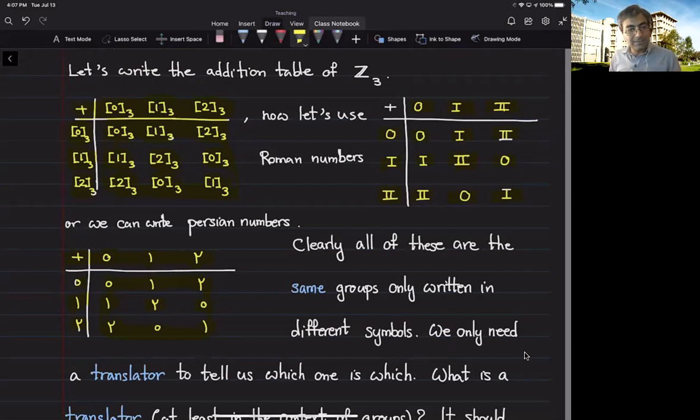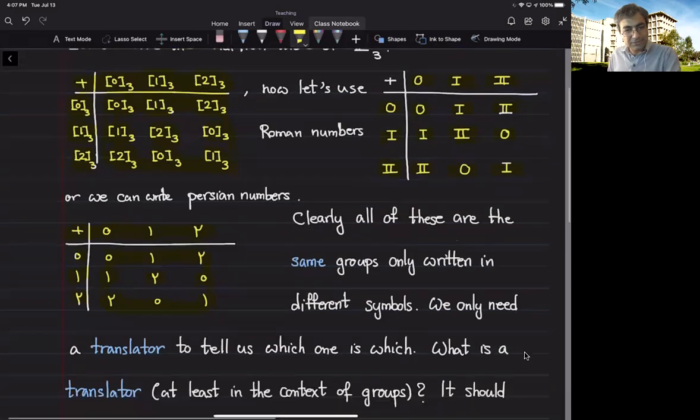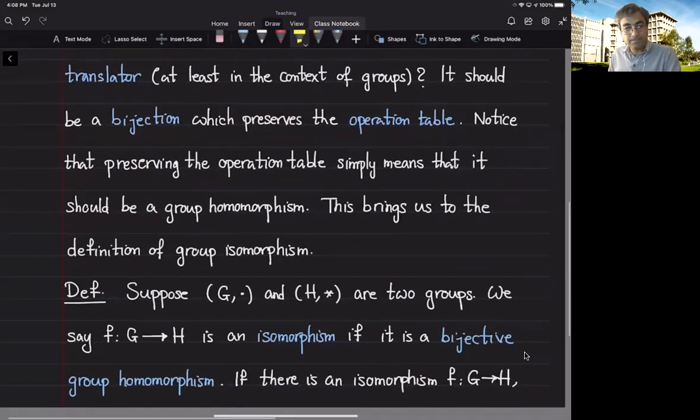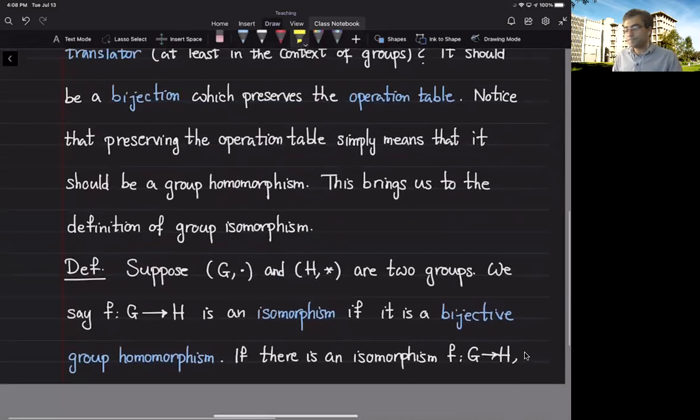So I'm asking to have a group homomorphism from the group with these elements to the group with these elements that's also a bijection. That would be our definition of group isomorphism. So let's make it precise. Suppose I give you two groups. One of them comes with operation dot. The other one comes with star as its operation. Now, if I give you a group homomorphism, which is also bijective, then we call it a group isomorphism.